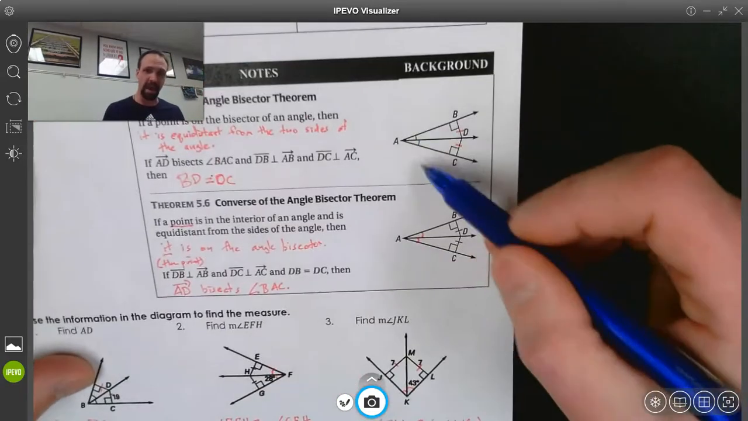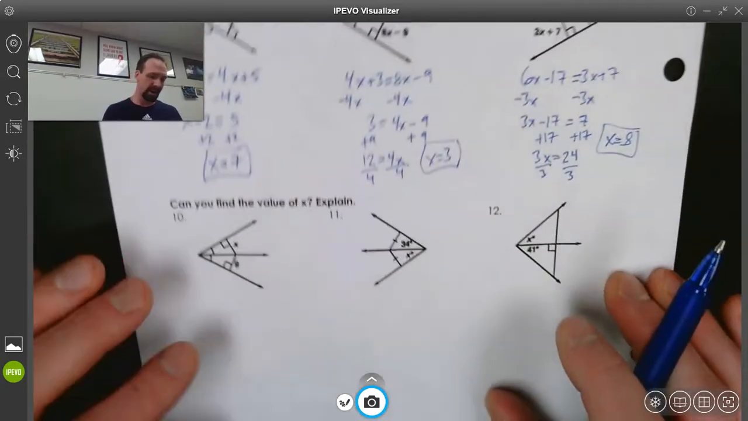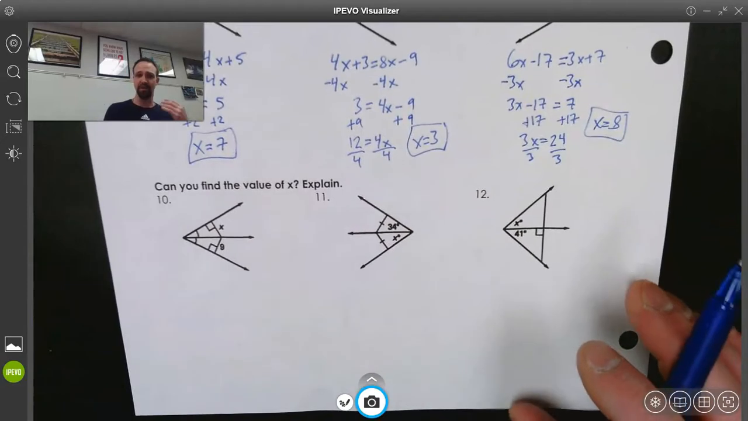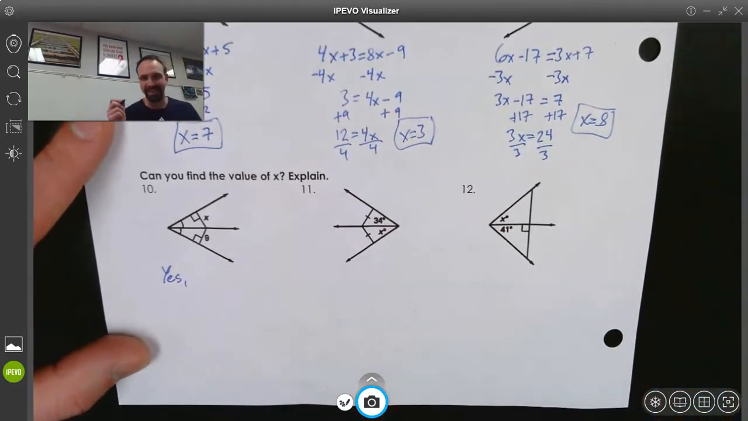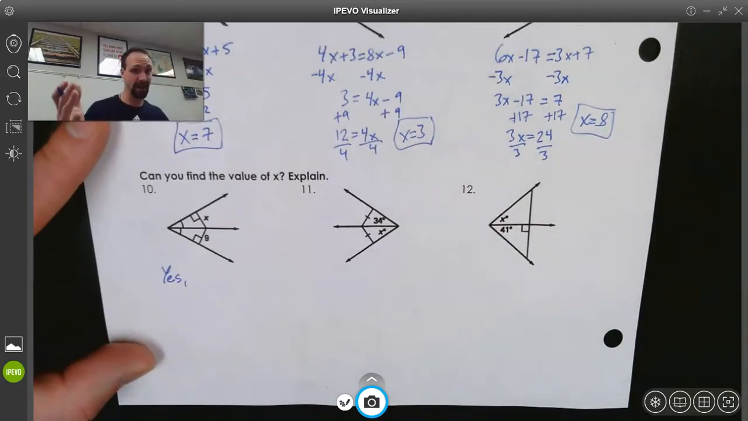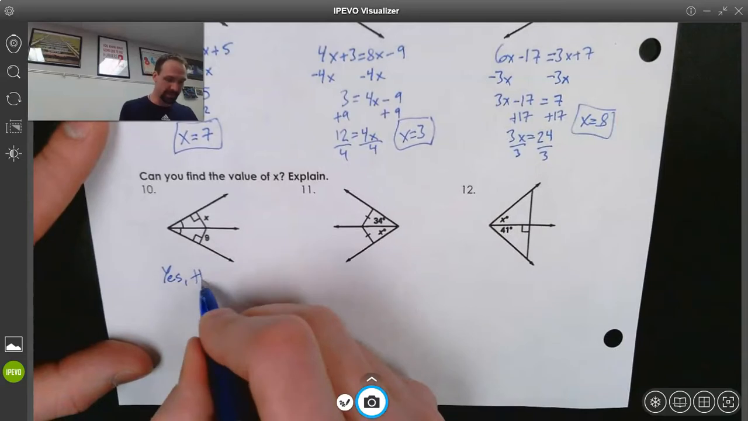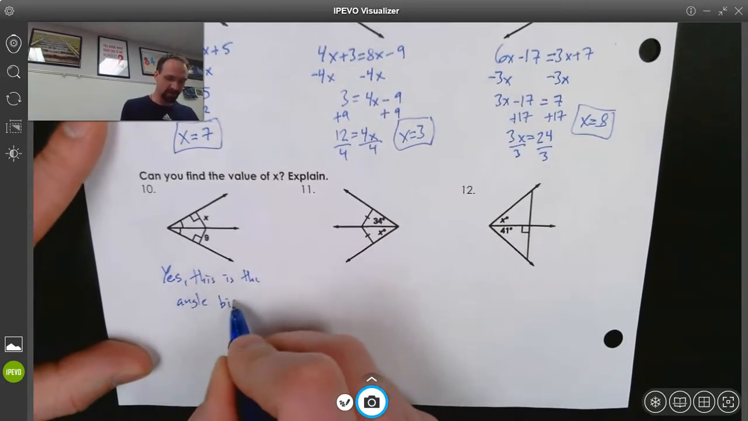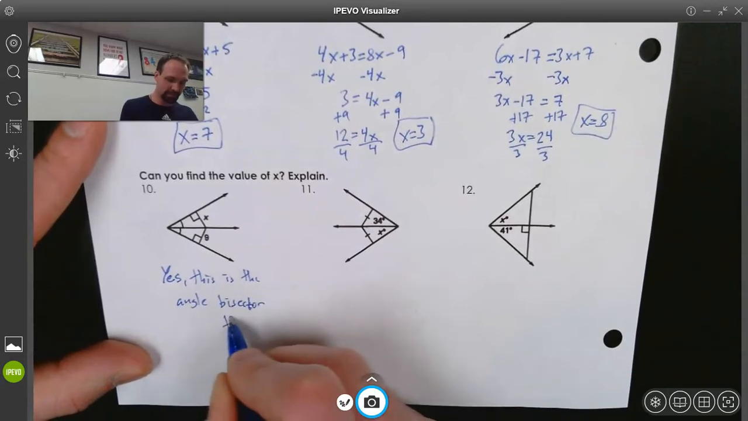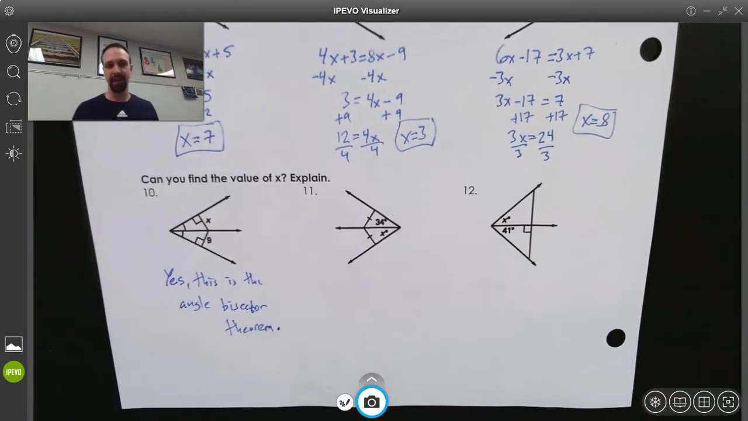If it has angle measurement marks showing that it's congruent and it shows that two parts are perpendicular, can I find the value of x? And the answer is yes. I actually know that x equals 9. But I don't want to say that x equals 9. It does not say to find the value of x. It just says, can you? So yes, the explanation is, this is the angle bisector theorem. It does not say to find the value of x. I'm not going to do it. Don't do more work than is necessary.